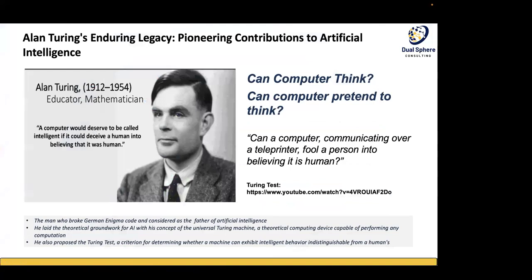So Alan Turing, who is he? He is considered the father of AI. AI has been there a long time back, with different terminologies, with different things. AI is not something very new. It is not something which has come today.